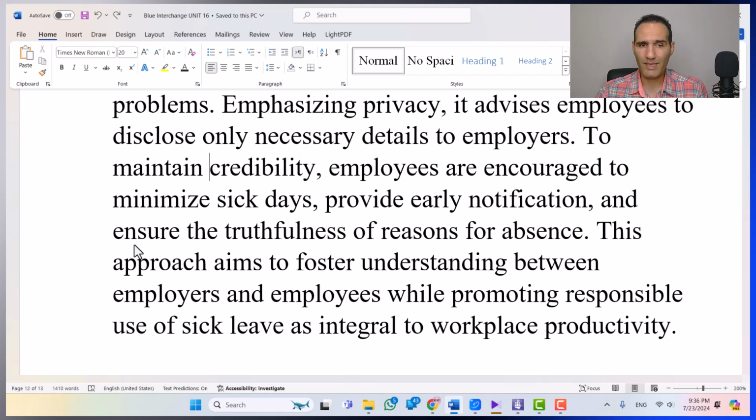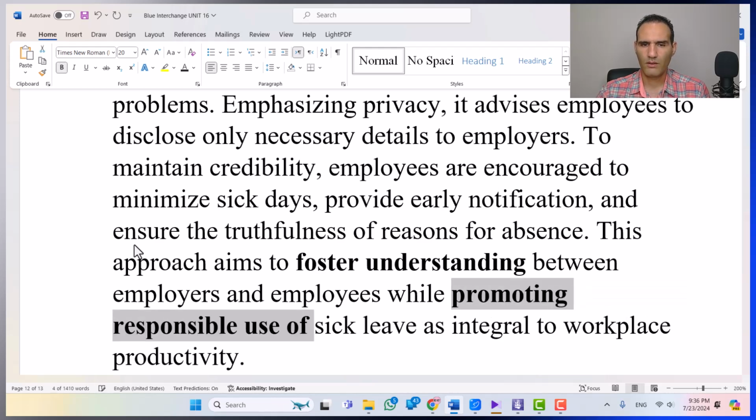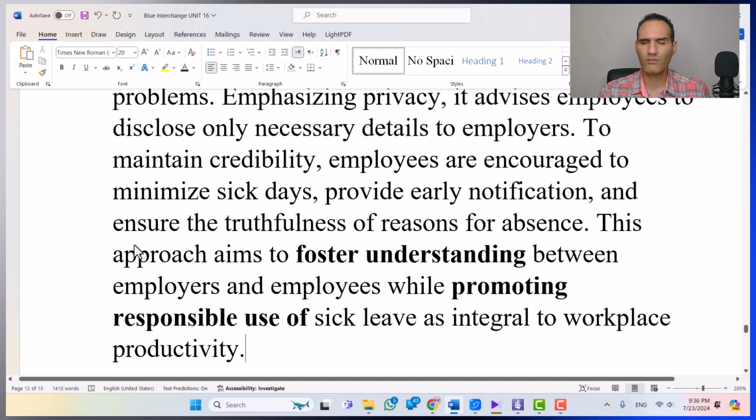To maintain credibility, if you want to be heard as truthful, employees are encouraged to minimize sick days, provide early notification, we talked about that, advance notice, and ensure the truthfulness of reasons. So tell the truth, we talked about it. This approach aims to foster understanding between this and that, to develop understanding between employee and employer. Okay, promote responsible use of, this is beautiful, to improve the responsible use of sick leave.